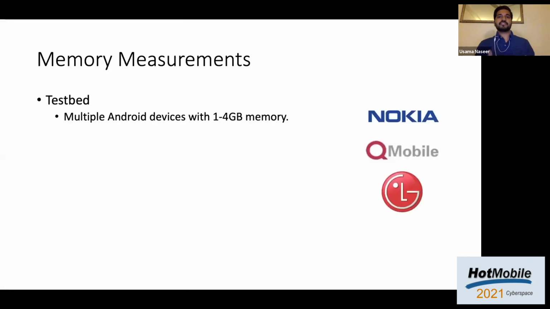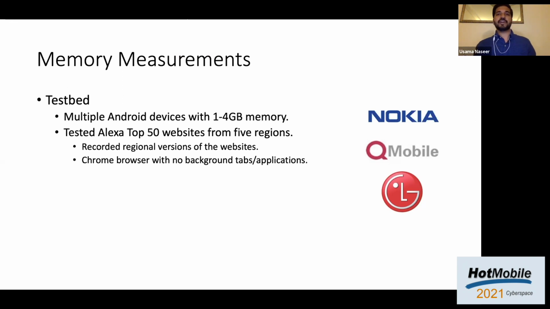To understand the impact of memory, we built a test bed with multiple mobile devices in the 1 to 4 GB RAM range. Besides popular manufacturers like LG, our test bed also had a device from HotMobile, which is a popular manufacturer in Pakistan. We picked 50 websites individually from 5 different regions and recorded a regional version of each web page. These websites were later replayed and loaded on the Chrome browser in a clean state. That is, there was no background app or tab running.